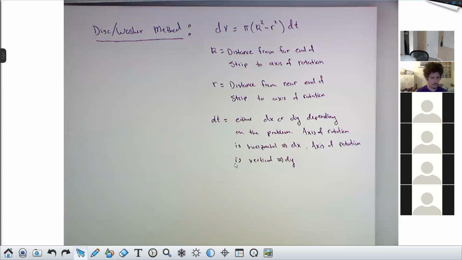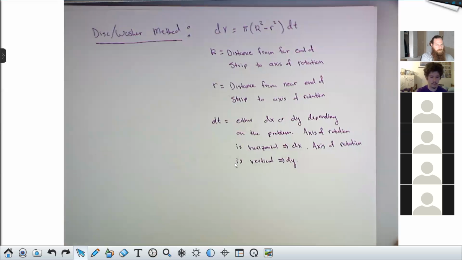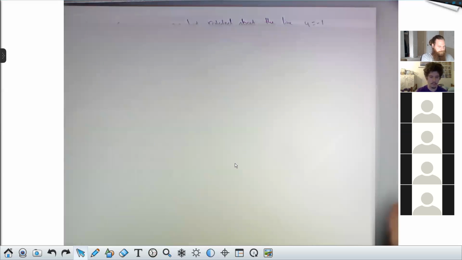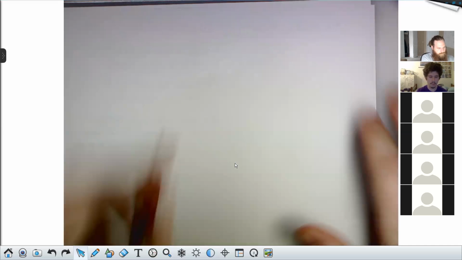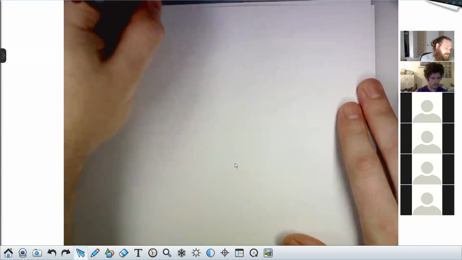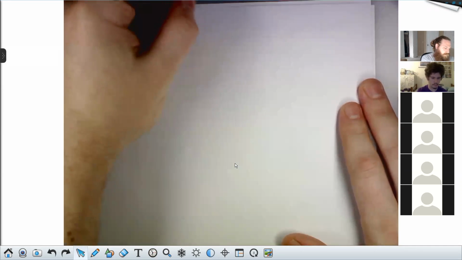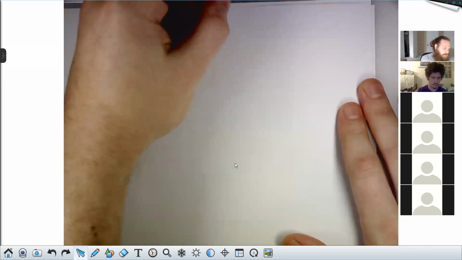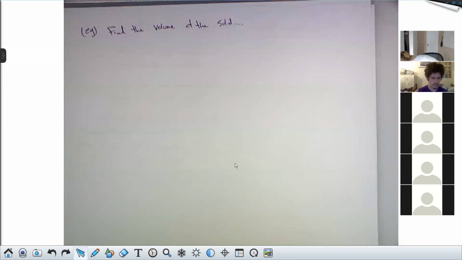So let me look at this. Let's take the two curves. So one more example here. I'm going to find the volume of the solid, blah, blah, blah. Boundary curves, we will use not the y-axis, x equals 2 square roots of y.